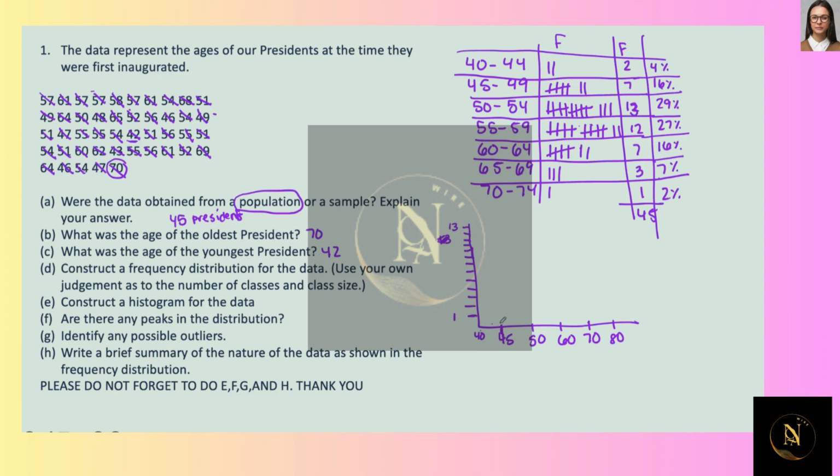So 40 to 45 would be, I should have gone 55, then 60, 65, 70, 75. Sorry, I needed to continue counting by 5s. Then this would be 2, and then I'd go up to 7, so 2, 3, 4, 5, 6, 7, approximately right there, and then you draw your bars. That will help you identify if there are any peaks, any outliers, and so on and so forth.